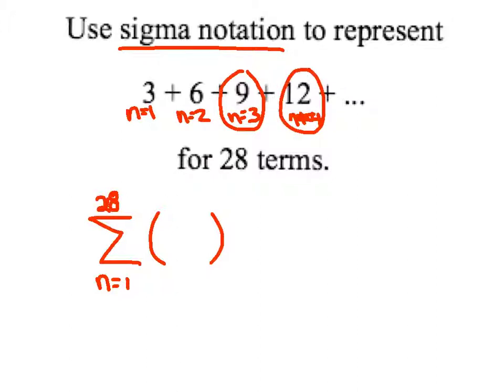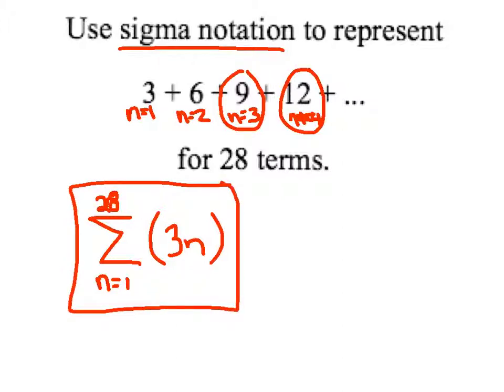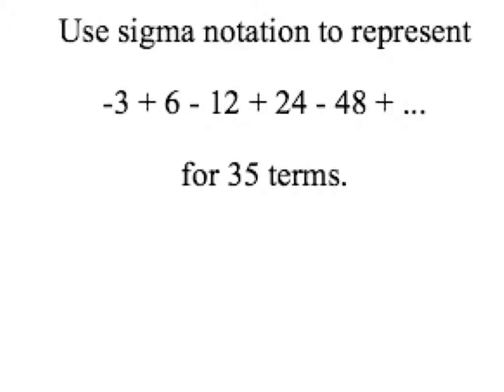This is a real easy one. We're going to simply multiply the value of n by 3 to give us those terms. And then, like we said, we throw the sigma in there, add them up 1 through 28, and that's what our answer would look like if we wanted to express this series in sigma notation. All right, now this next one is about 800 times harder than the last one.